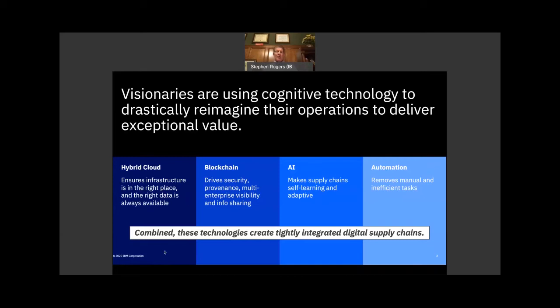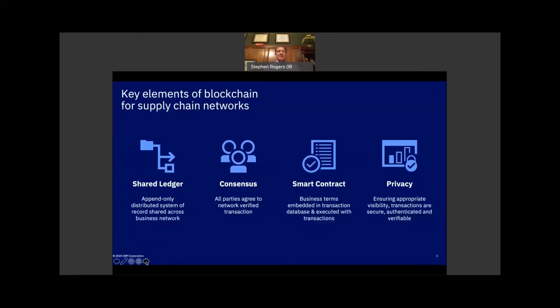But if your goal is to securely share business information across enterprise boundaries, that is where blockchain comes in. One of the things I wanted to do is talk about the fundamental elements of blockchain. There are really four. The first is the shared ledger. It's different than historical shared databases because it's append only, you can only add to the string of data, and it's immutable. You cannot go back and change anything. You don't write over something, you add something to the ledger.